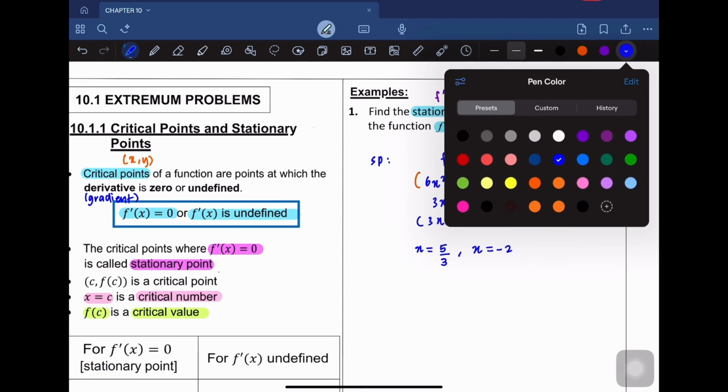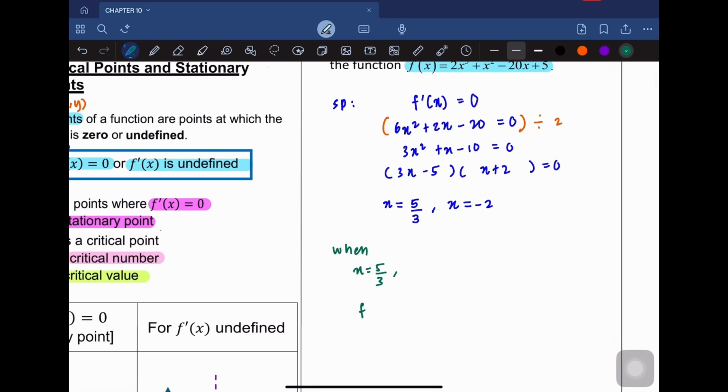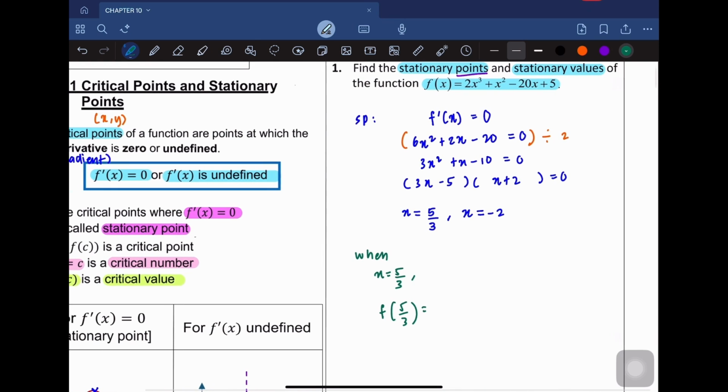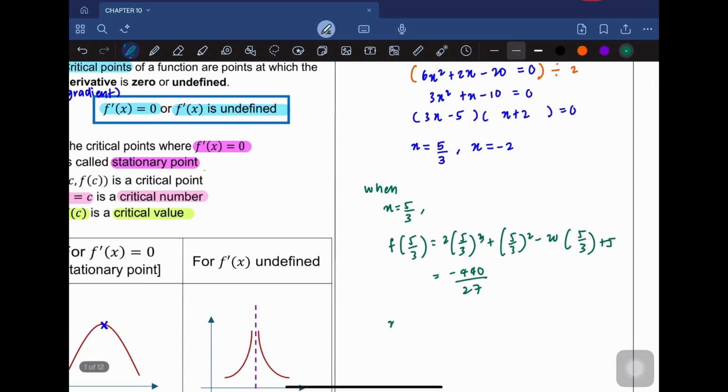Just substitute. When your x is equal to 5 over 3, kita akan cari dia punya nilai y. So y is your f(x). Kita akan masukkan x kita into this function. f(5/3), kita masuk saja. So we have 2(5/3) cubed plus (5/3) squared minus 20(5/3) plus 5. You will get negative 440 over 27. Do the same for x equal to negative 2. Insert into f(x), so you will get 33.